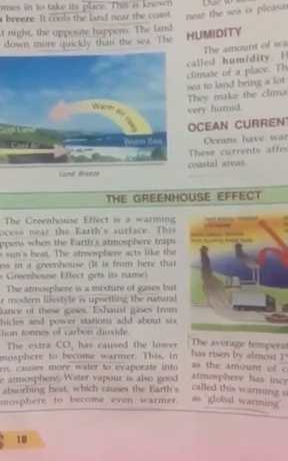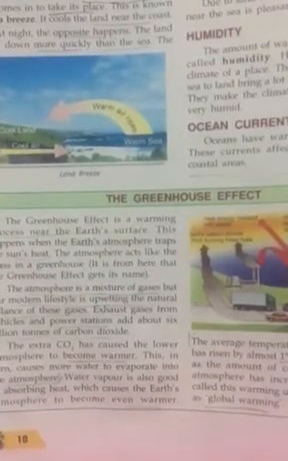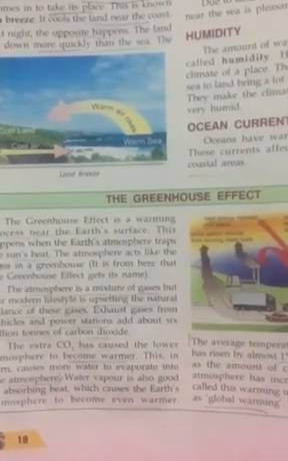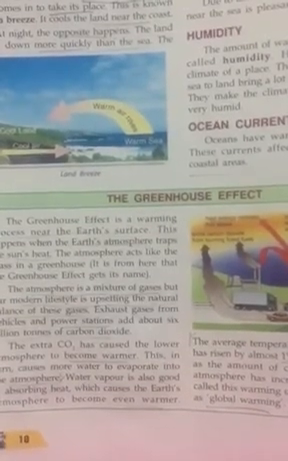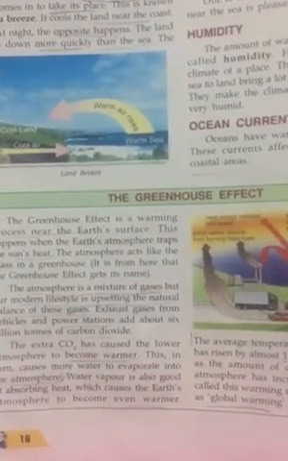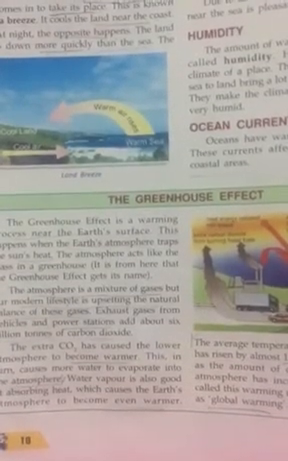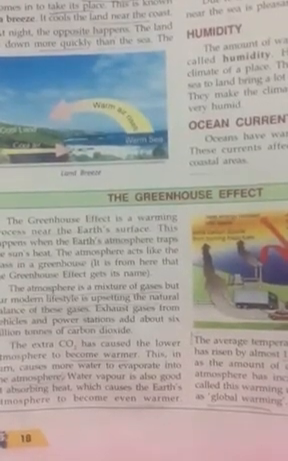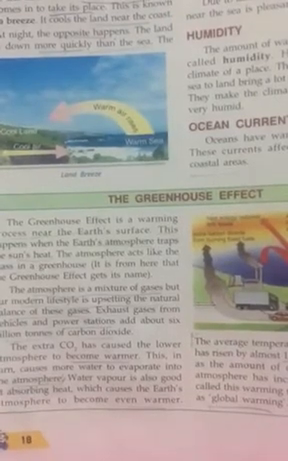The average temperature of the atmosphere has risen by almost 1 degree Celsius in the last 200 years as the amount of carbon dioxide in the atmosphere has increased. Scientists have called this warming up of the Earth's surface global warming.